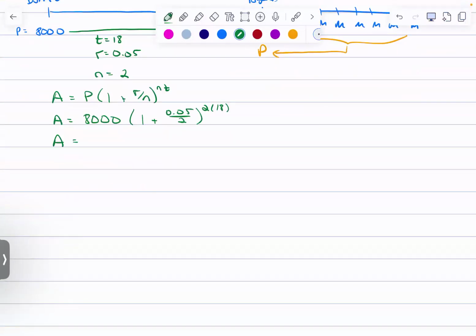I guess I shouldn't do the dollar sign yet. 19460.28253. Look at how generous Aisha's grandparents are. $19,460.28.